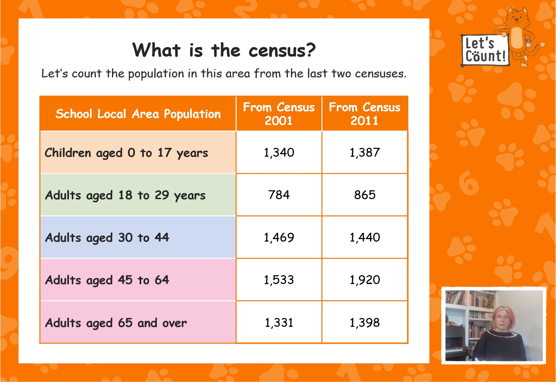A bit more of a change is that there are now more adults aged 18 to 29. If I do some rounding and estimating, I can say that the number has increased from about 780 to about 860, which is an increase of around 80. What would that mean for an area if I have 80 more people aged 18 to 29? What do they do? How do they like to spend their leisure time?